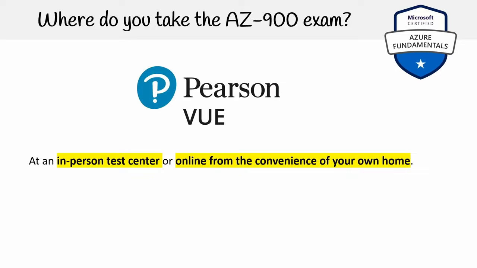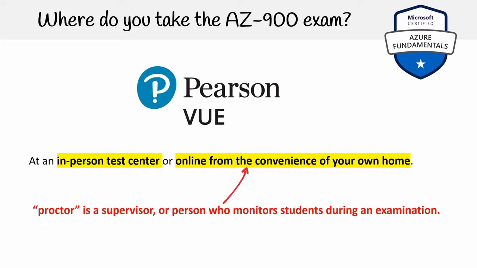So if you have a web camera and you have a very sparse room so that you don't have a bunch of things in the background and they can trust that you're in a secure location, they'll let you take it from your home office. And that's what we call a proctored exam. And the reason we call that a proctored exam is because a proctor is a supervisor or person who monitors students during an examination. So you have those both options available to you. If I had to choose one or the other, I would strongly recommend going in person because online things can just go wrong and you don't want to have that problem. But it just depends on you, okay?